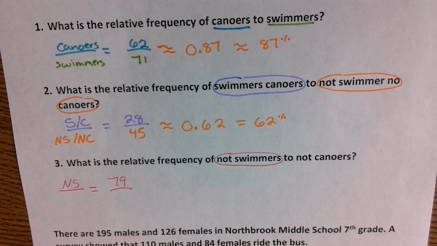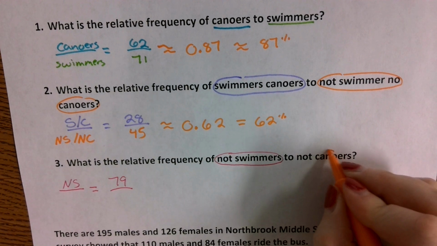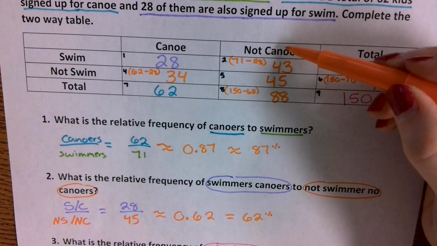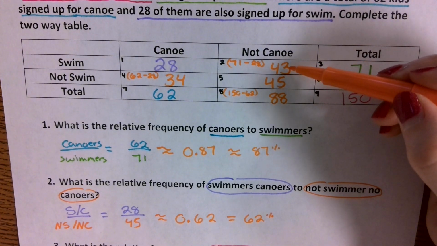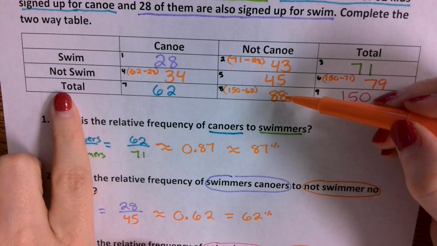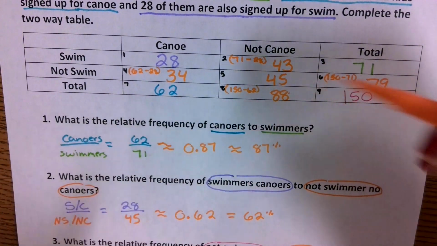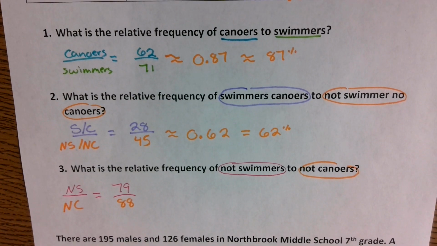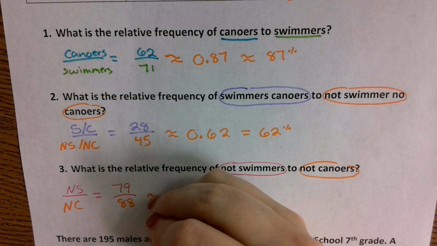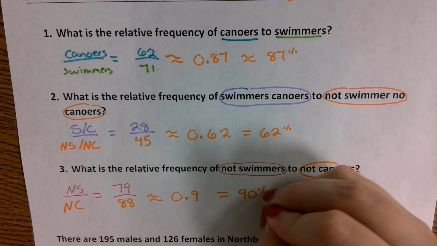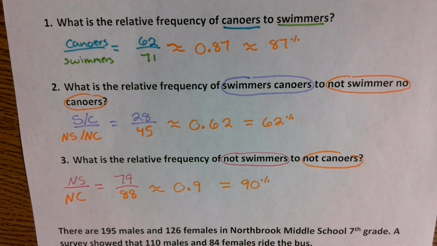How many people did not canoe at all? 88, right? Here's not canoeing. 43 didn't canoe. Another 45 did not canoe. That's a total of 88 people who did not canoe. Okay, so you have 79 over the 88. That's approximately 0.9, which is 90%. Okay? Any questions on how to identify the relative frequency?